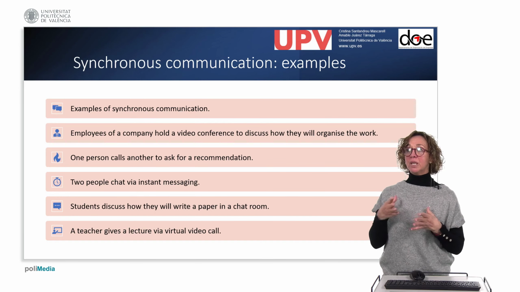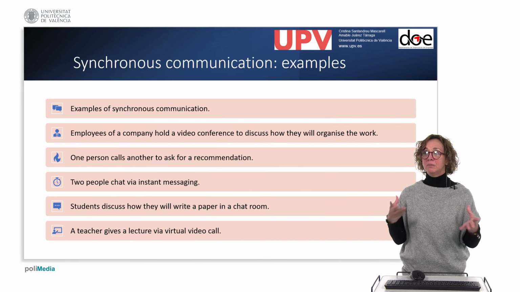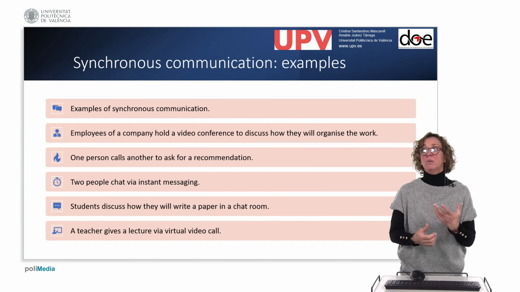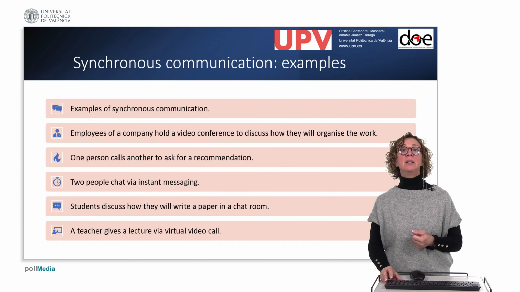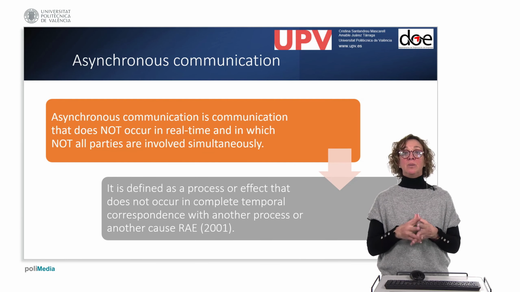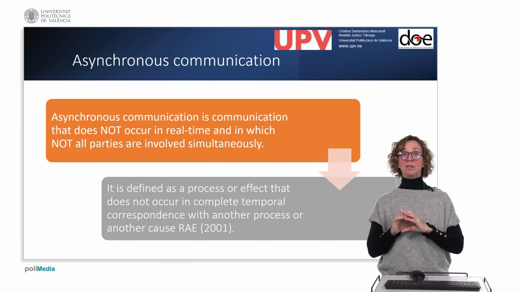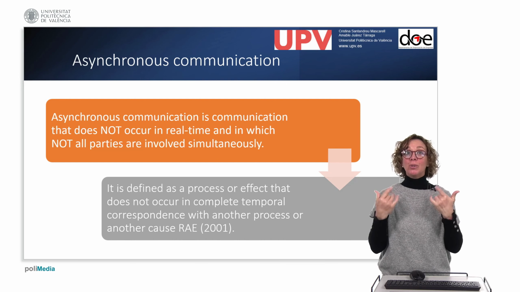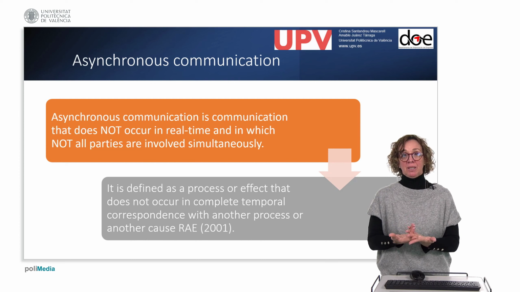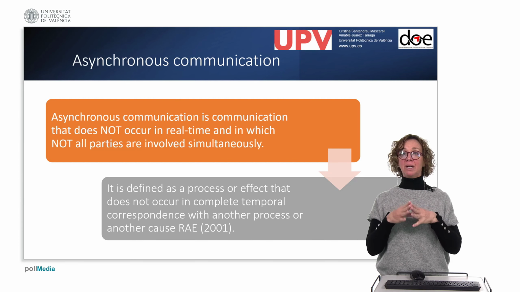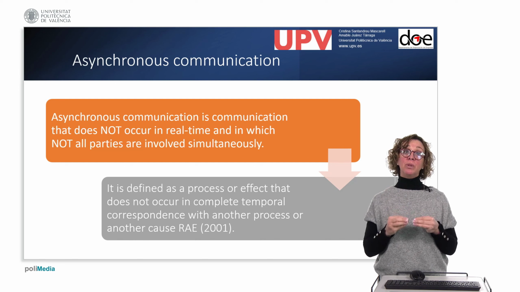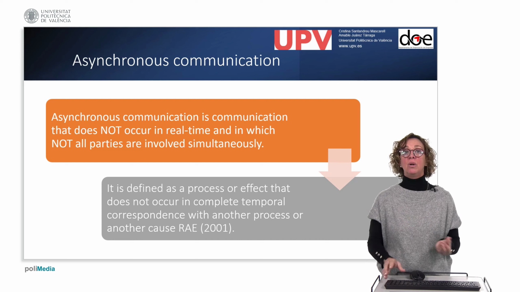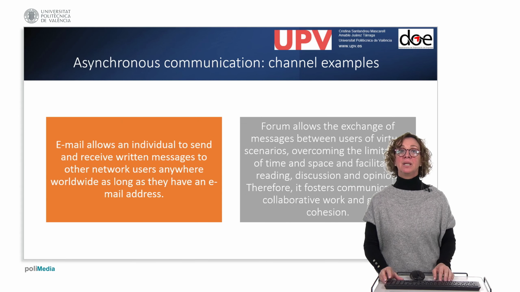Here we present some examples of synchronous communication. For example, one person calls another to ask for a recommendation, or two people talk by instant messaging. Once the synchronous communication is seen, we are going to see the asynchronous communication, which is the one that does not occur in real time and in which not all the parts intervene simultaneously. That is, everything contrary to the synchronous, and it is defined as a process or effect that does not occur in complete temporal correspondence with another process or another cause.